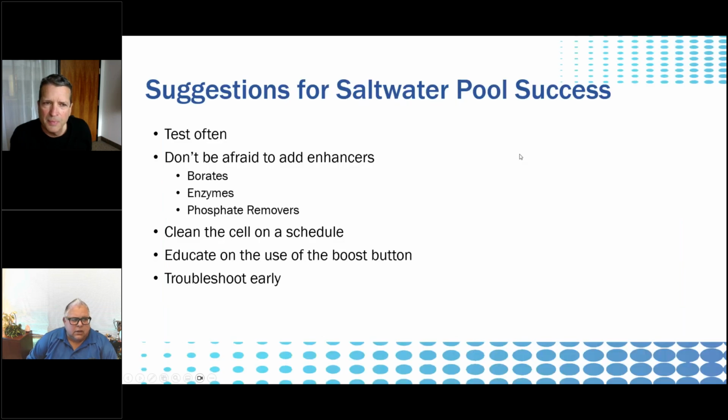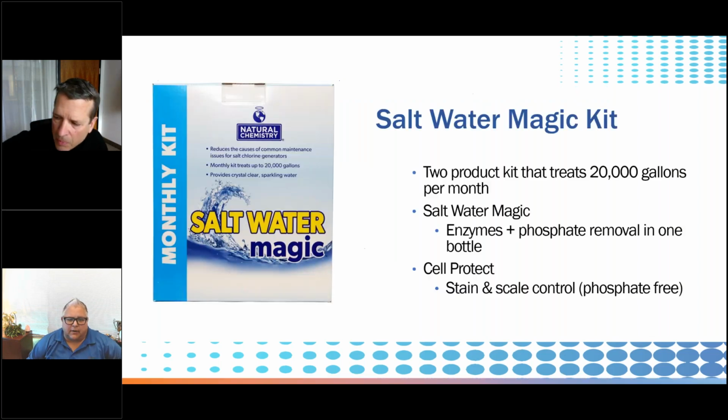All right, so just suggestions for success: test often, balance the pH. Don't be afraid to add enhancers. It's not just salt. Borates make a big difference. Enzymes, phosphate removers, all of those products can make it a lot easier to maintain the proper water balance and also make it so that the cell can be dialed down, run less, and it will last longer. And then if something starts to go wrong, troubleshoot it early. Don't let it get to a full-blown problem before you're trying to fix it. The earlier you catch it and deal with it, the easier it's going to be to solve the problem.